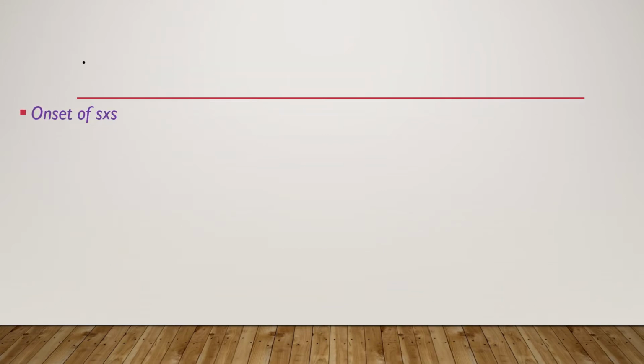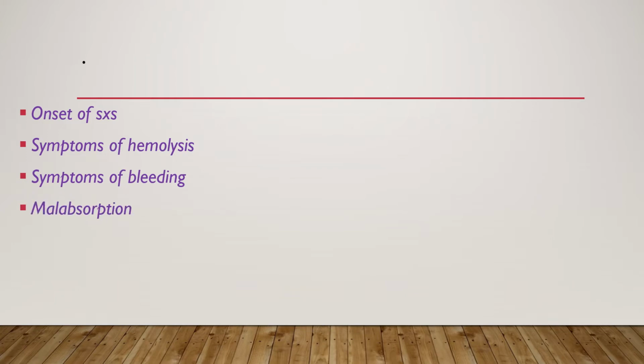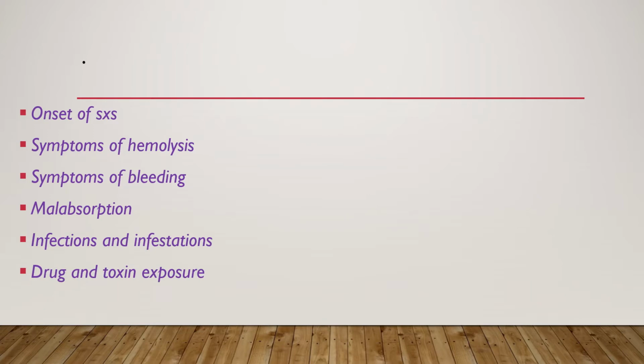We should also ask about onset of the symptoms, and symptoms of hemolysis such as jaundice and urine color change. Symptoms of bleeding should be asked, and any signs and symptoms of malabsorption should be asked. Infections and infestations should be appropriately identified by history. And drug and toxin exposure should also be asked.